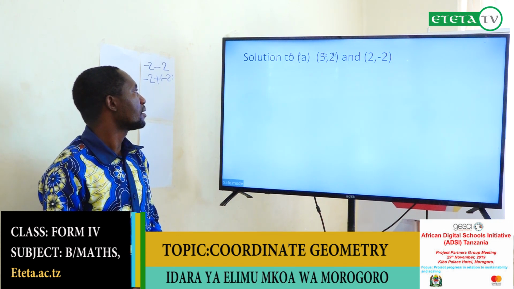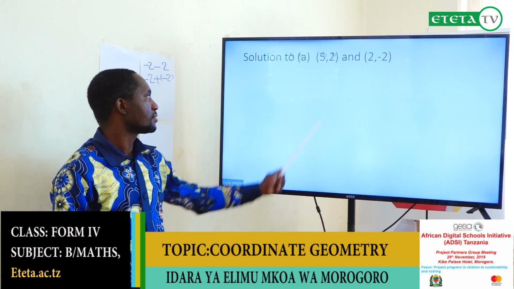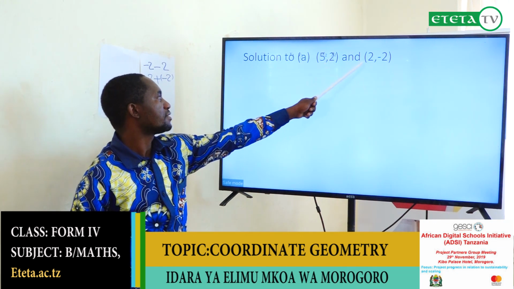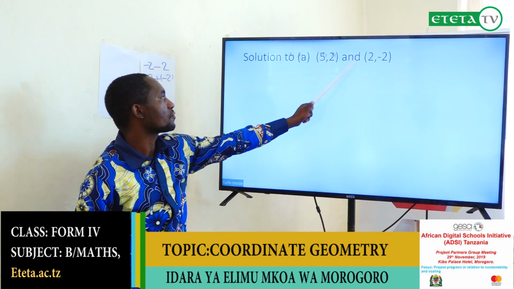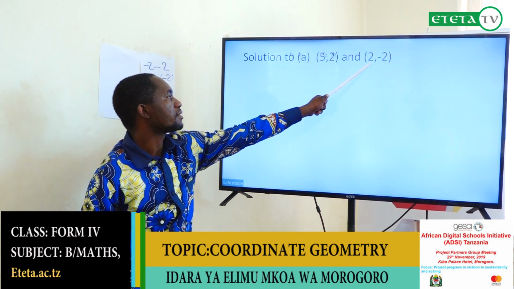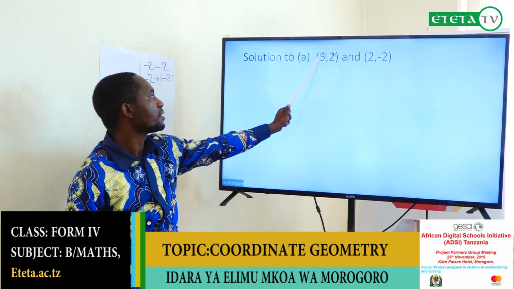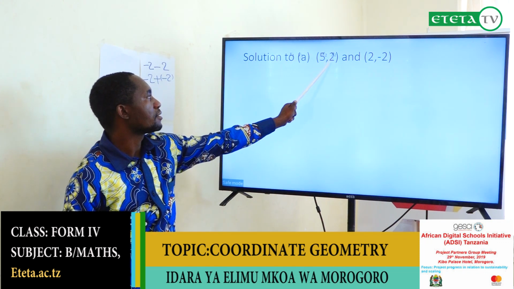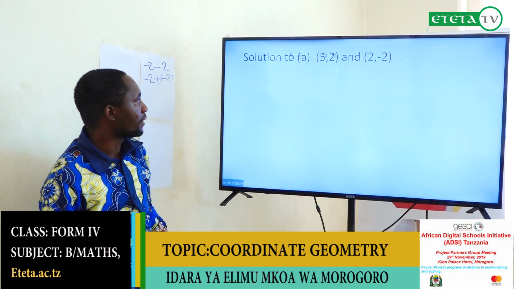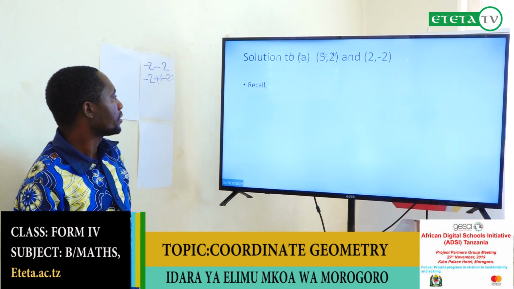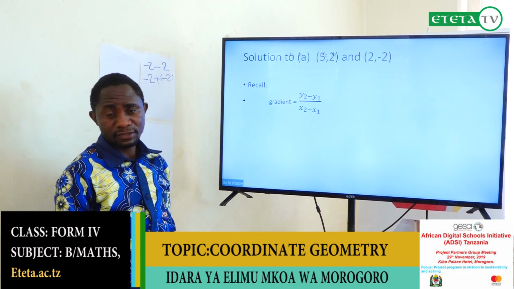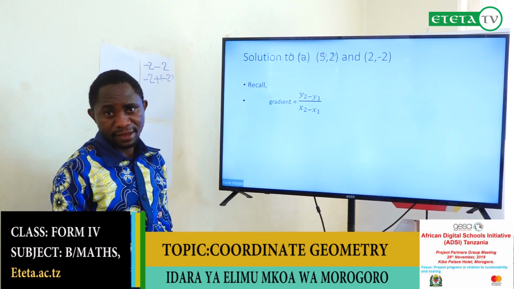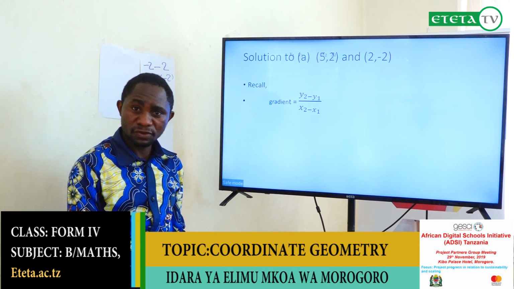As you can see, this would be placed in here as y2. This x2 would be placed here as x2. This is x1. This is y1. Now, recall, gradient as usual is equal to y2 minus y1 divided by x2 minus x1, as I told you.